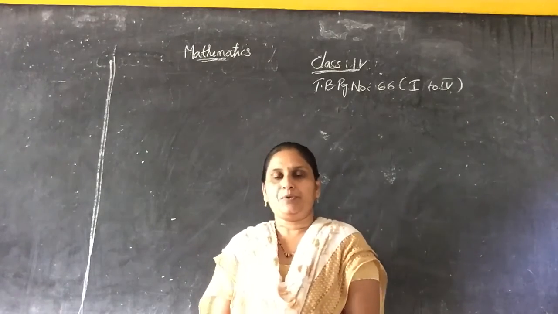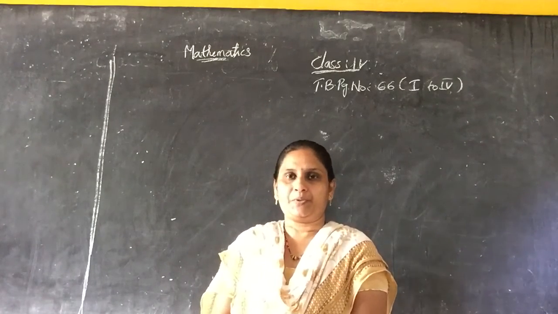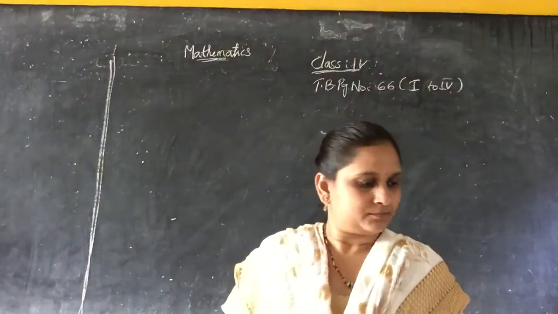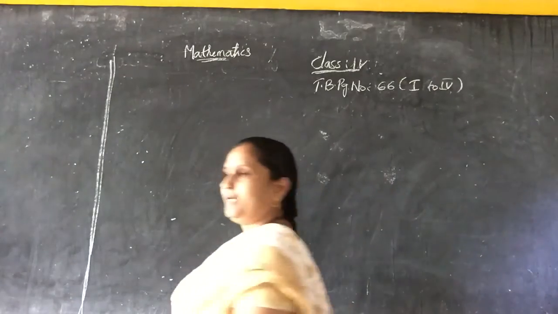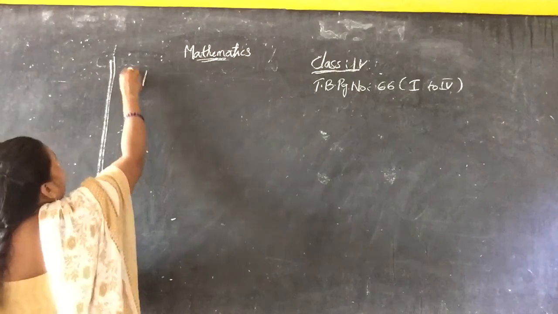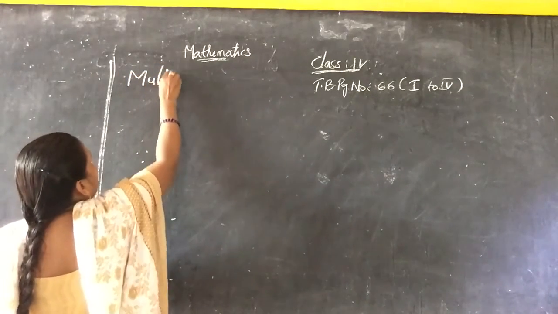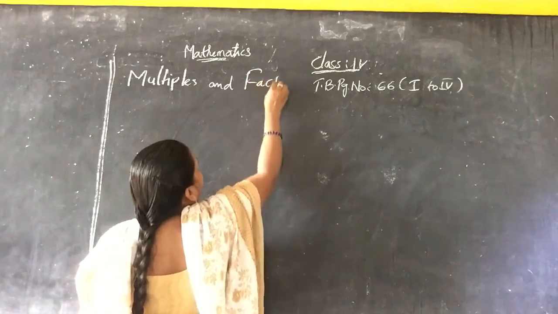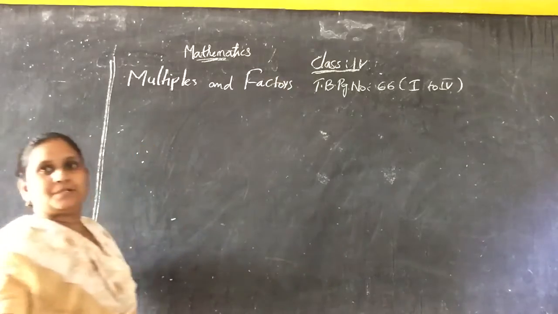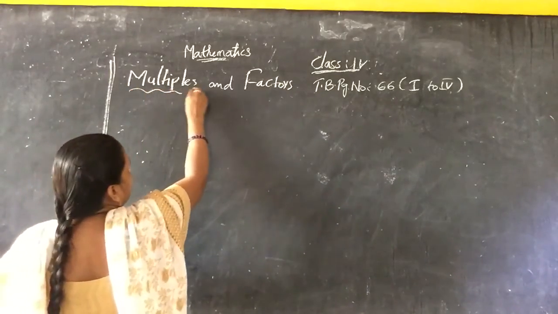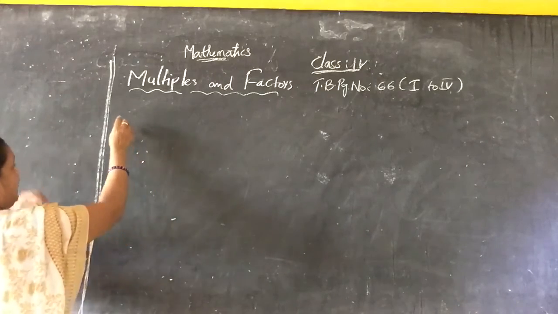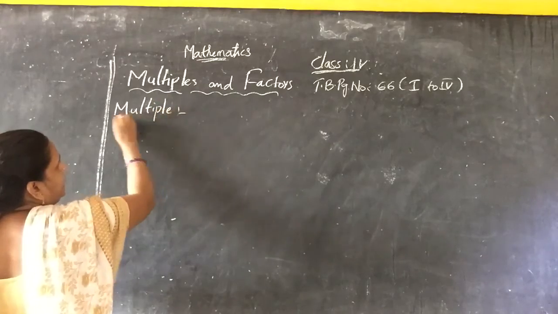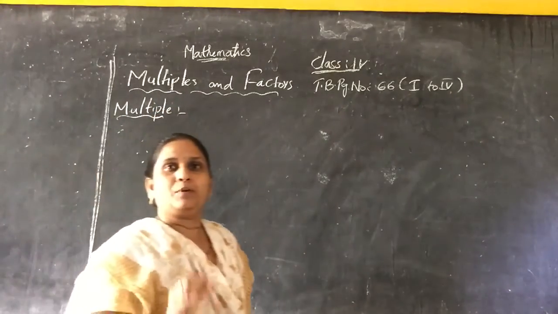Now today once again open your maths classwork, and in the maths classwork continue, you can write the heading children, multiples and factors. Multiples and factors. This heading you can write in the classwork. After writing that, inside the margin write down about the multiples. So today we are going to discuss only about the multiples.